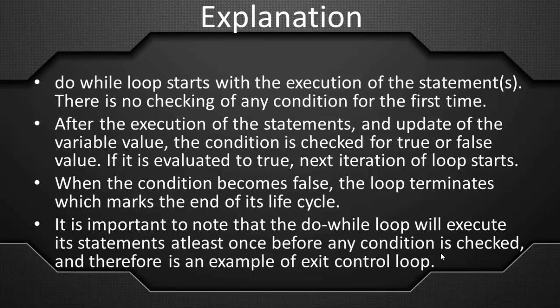Do while loop starts with the execution of the statements. There is no checking of any condition for the first time. After the execution of the statements, and update of the variable value, the condition is checked for true or false value. If it is evaluated to true, next iteration of loop starts. When the condition becomes false, the loop terminates, which marks the end of its life cycle.